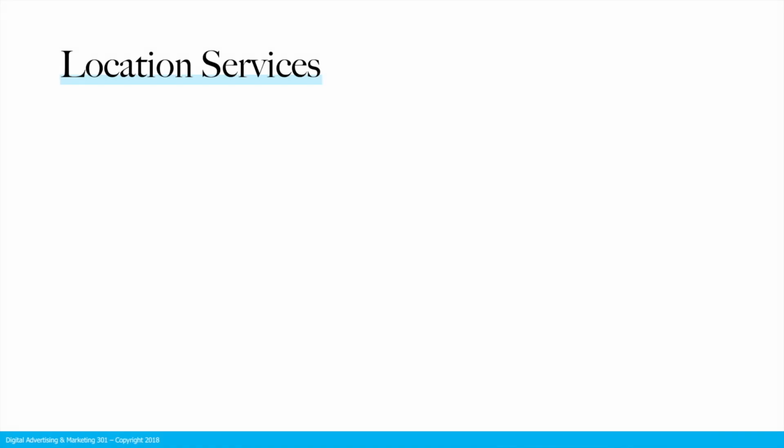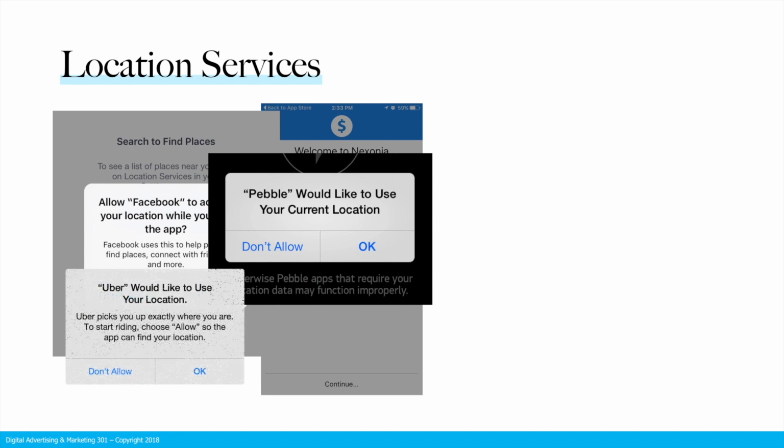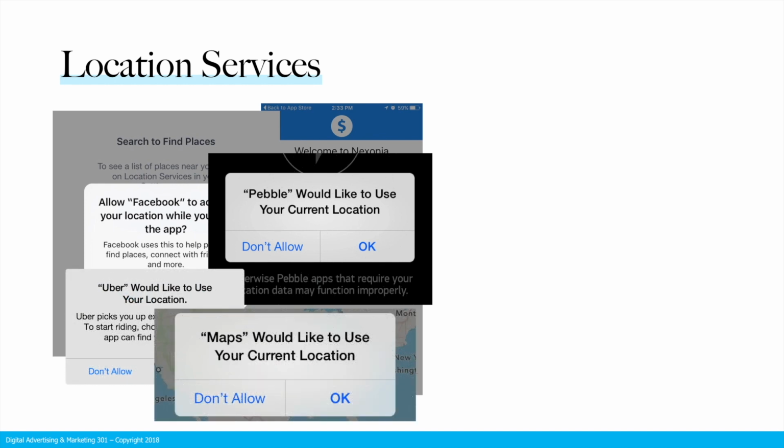Now, how do advertisers actually get your location data? How do they get that lat long information from you? Well, if you are using an app, you have to have location services turned on for that app. I'm sure everyone's been in the situation where you have been presented with a message such as this: Uber or Maps would like to use your current location. Do you allow it to?